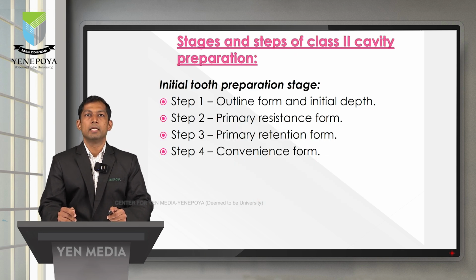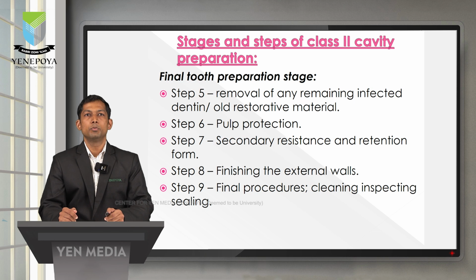Coming to the various stages and steps of Class 2 cavity preparation, there are two stages: initial tooth preparation stage and final tooth preparation stage. In the initial stage, step 1 is outline form and initial depth, step 2 primary resistance form, step 3 primary retention form, and step 4 convenience form. The final tooth preparation stage has the following steps: step 5 removal of any remaining infected dentin or old restorative material, step 6 pulp protection, step 7 secondary resistance and retention form, step 8 finishing the external walls, and step 9 final procedures: cleaning, inspecting and sealing.